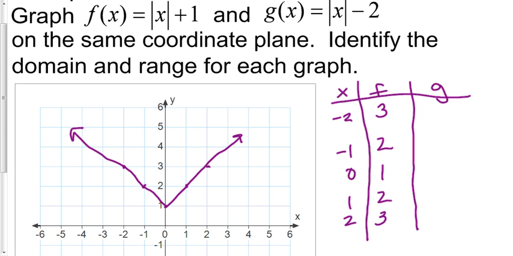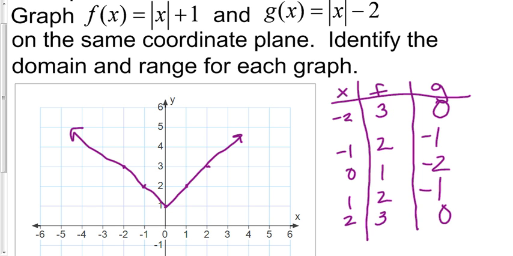Let's plug in some values and see what we get for g. I'm going to use the same five x values. So the first one is -2. If I plug in -2, the absolute value of -2 is 2, and 2 minus 2 gives me 0. If I plug in -1 for x, the absolute value of -1 is 1, and 1 minus 2 is -1. I'm going to plug in 0 for x. 0 minus 2 is -2. I'm going to plug in 1 for x. The absolute value of 1 is 1. 1 minus 2 is -1. And when I plug in 2, I get 2 minus 2, which is 0.